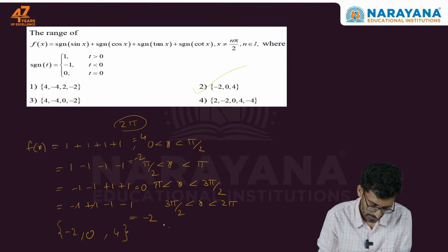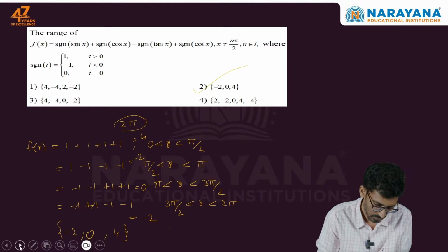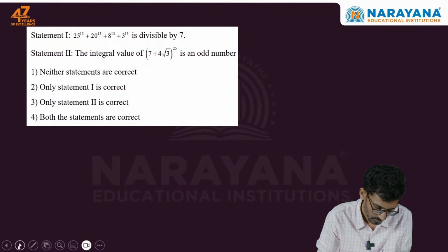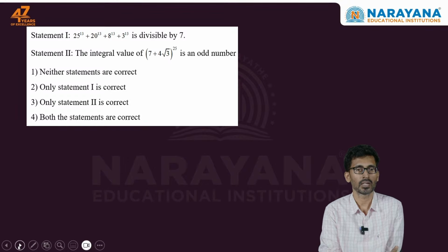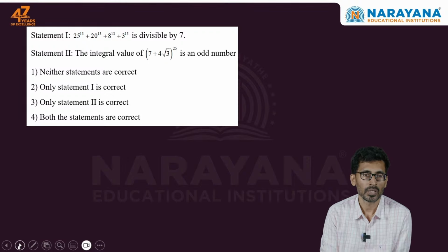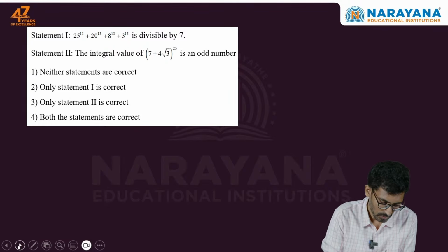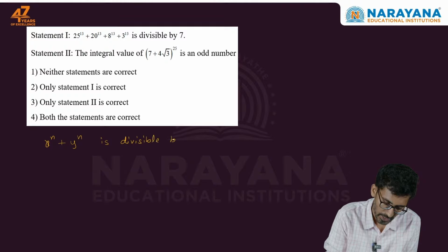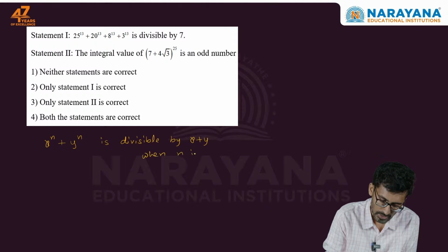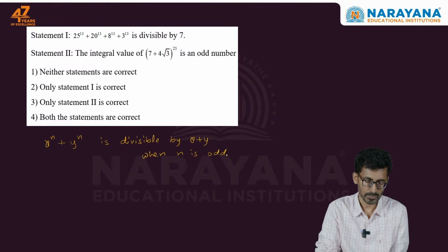Next, I am moving to the next question. 25 power 13 plus 20 power 13 plus 8 power 13 plus 3 power 13. They're asking whether this is divisible by 7 or not. So we know one thing, that x power n plus y power n is divisible by x plus y whenever n is odd. This is always divisible by x plus y.